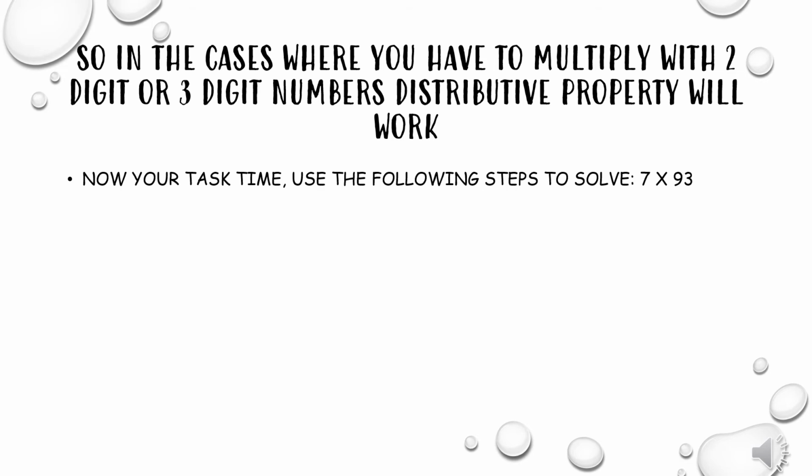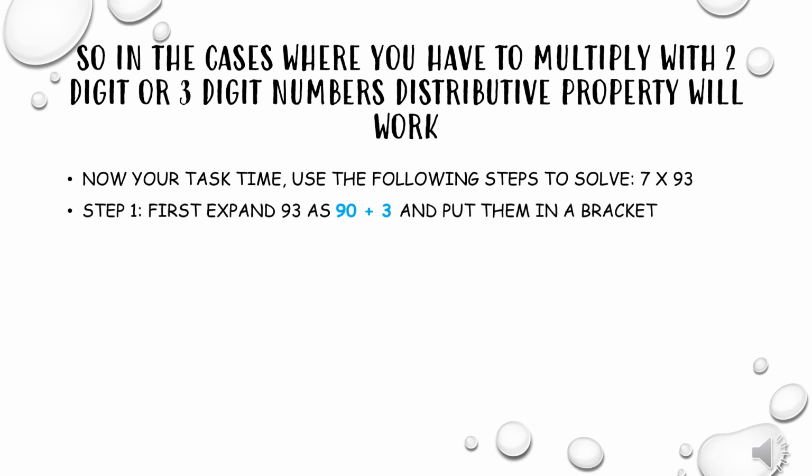So the very first step says that first expand 93 as 90 plus 3. So here, because 93 is a bigger number which can be expanded, we will expand the number 93 as 90 plus 3, and then we will put them in a bracket. Do it now.